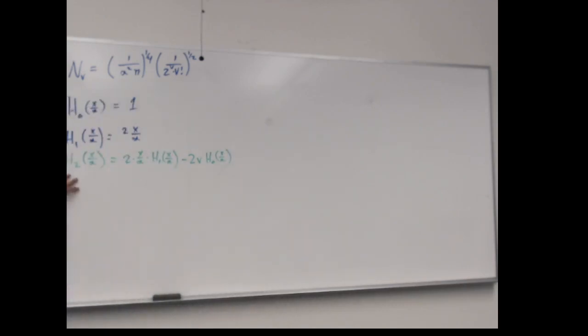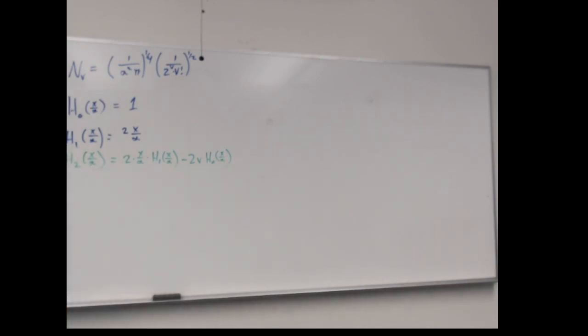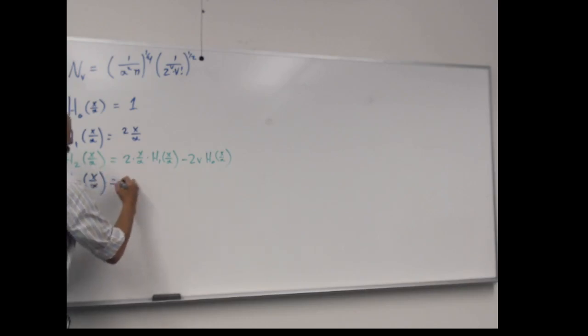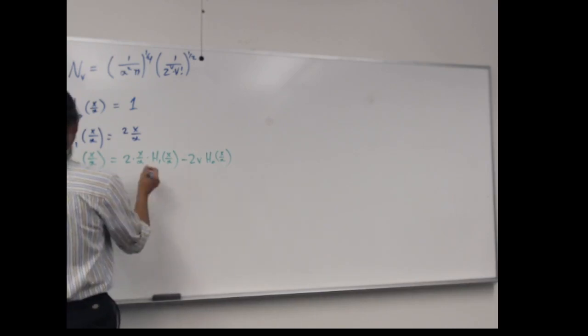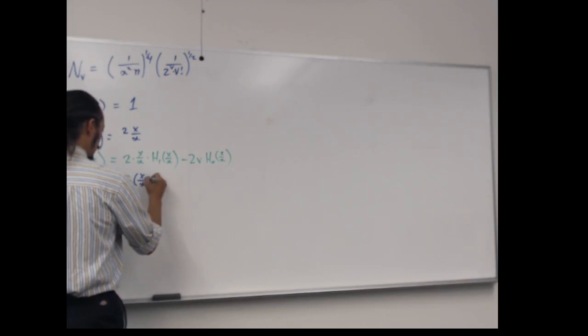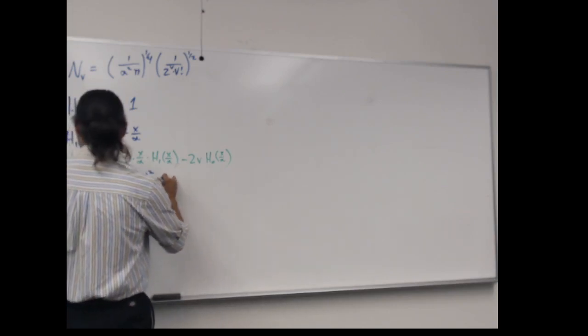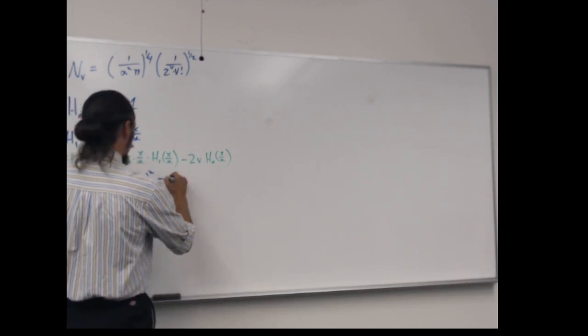You end up with this equation for H2 that depends on the two answers below it. And if we plug in everything for that, I'm going to switch back to x over alpha for the H2. That's going to give us H2 of x over alpha, my alphas keep getting weird, is equal to 4x over alpha squared minus 2.